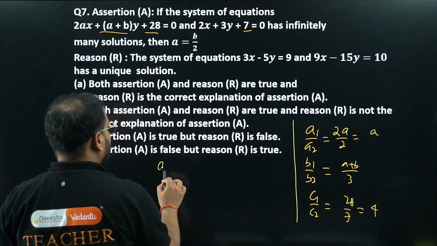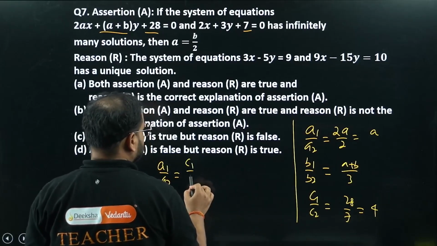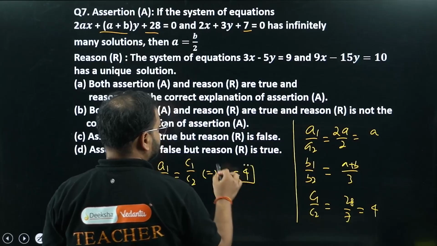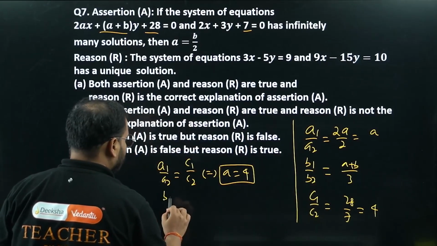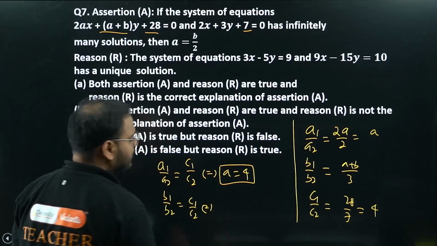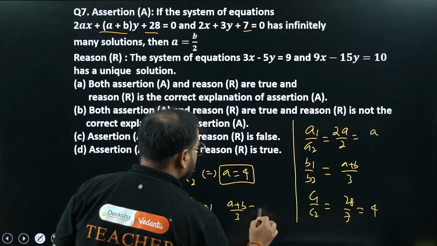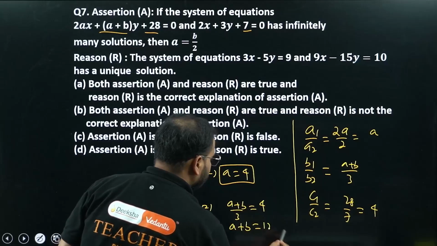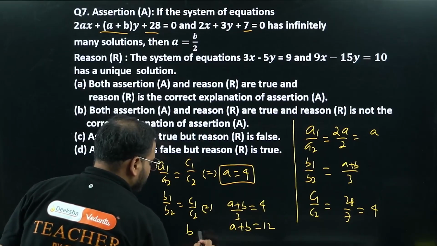The condition is a1 by a2 equals to all of it. So I'm taking the last one first. What am I going to get from here? a equals to 4. First answer is clear. Now for b1 by b2, again I have to take the equal to sign. So b1 by b2 is also equal to c1 by c2. It's going to be a plus b by 3 equals to 4. So a plus b equals to 12. a is 4. a plus b is 12 means b equals to 8.